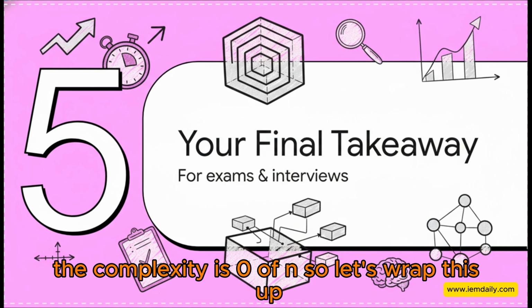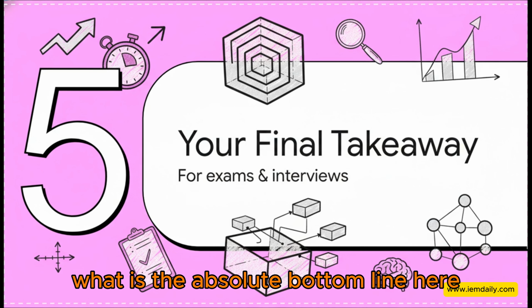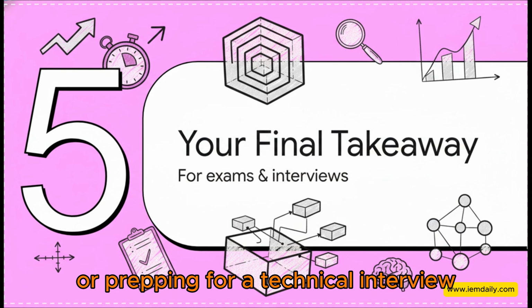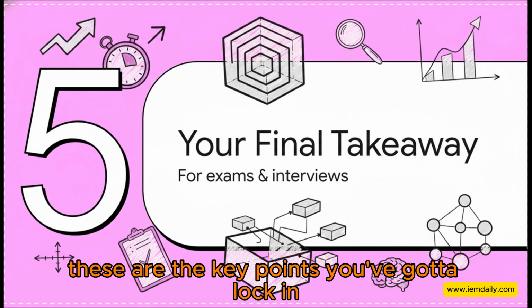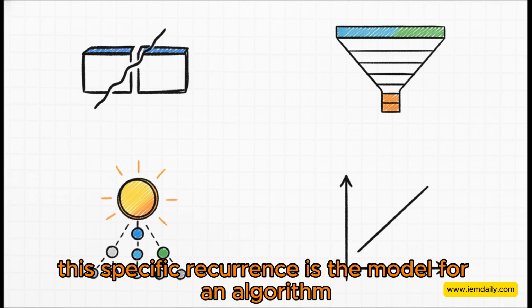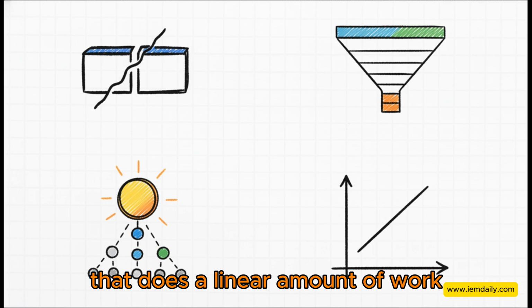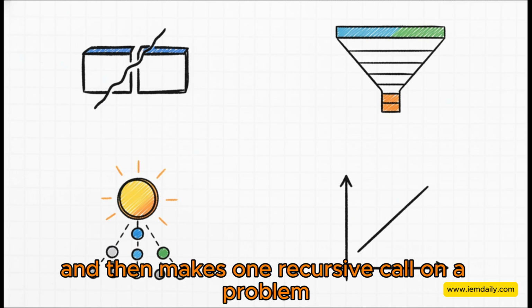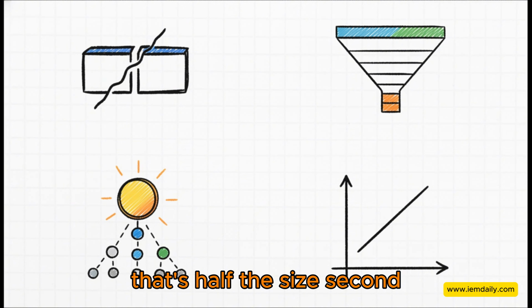So, let's wrap this up. What is the absolute bottom line here? If you're studying for an exam or prepping for a technical interview, these are the key points you've got to lock in. Here's the whole story in a nutshell. First, this specific recurrence is the model for an algorithm that does a linear amount of work and then makes one recursive call on a problem that's half the size.